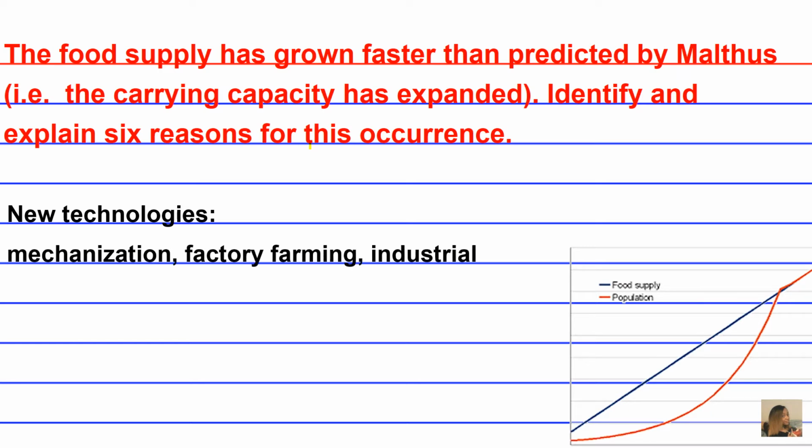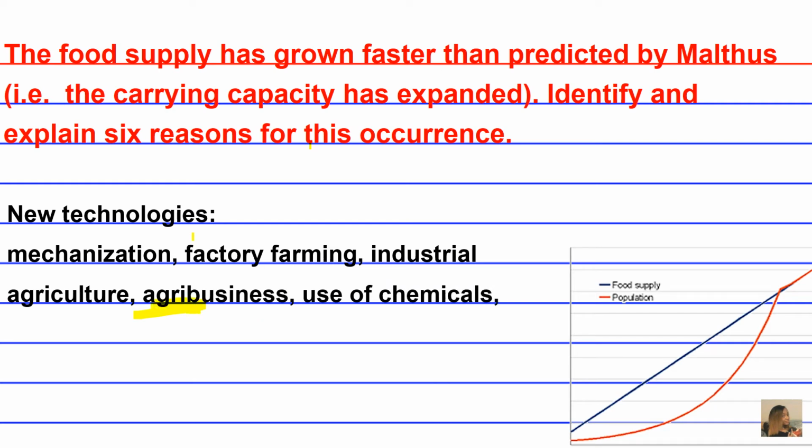All right, so new technologies include mechanization, factory farming, industrial agriculture, agribusiness. There's several videos on this. Use of chemicals and irrigation, and even GPS to locate things like new land sources or to do overhead views. So all these things increase the carrying capacity, or rather the food supply that's able to sustain the current population. And this may be limited to a particular country like the United States. It might not hold true for every nation around the world.